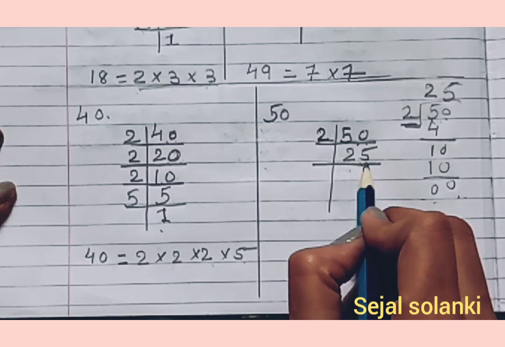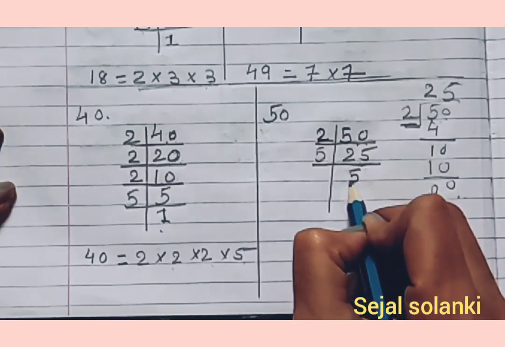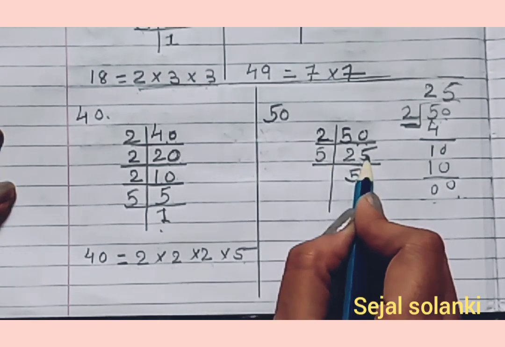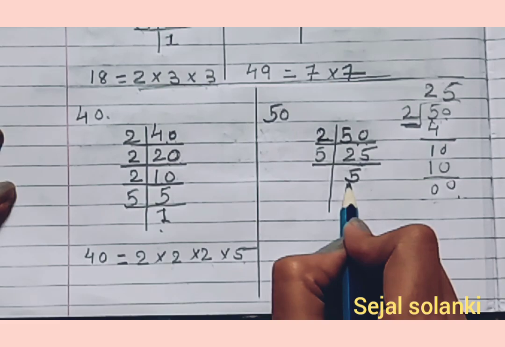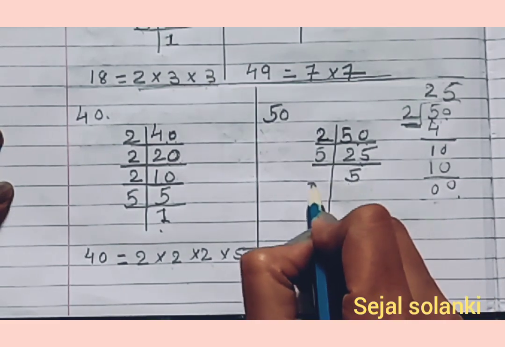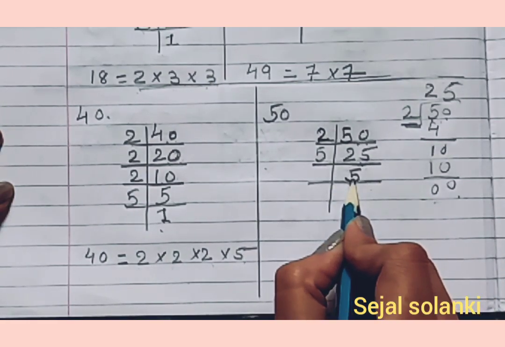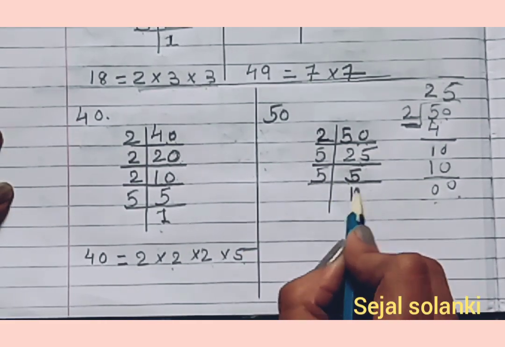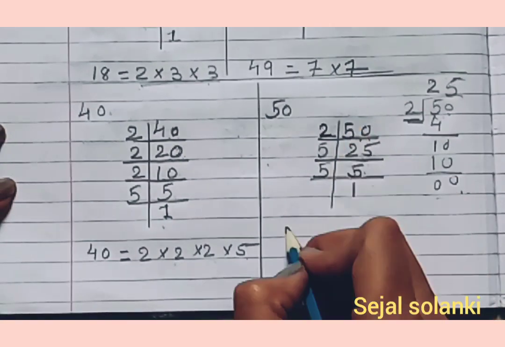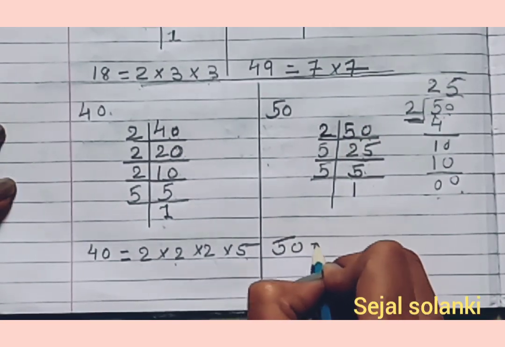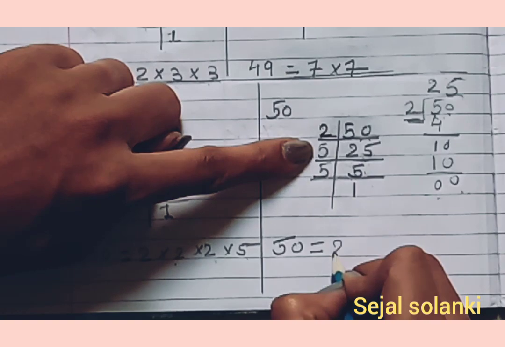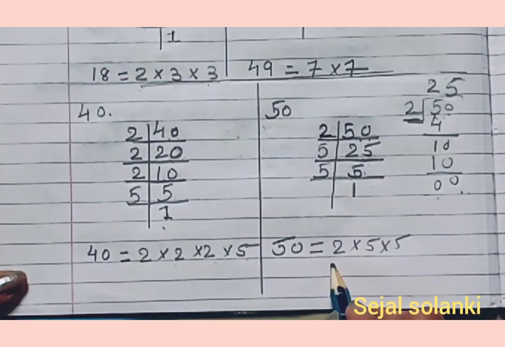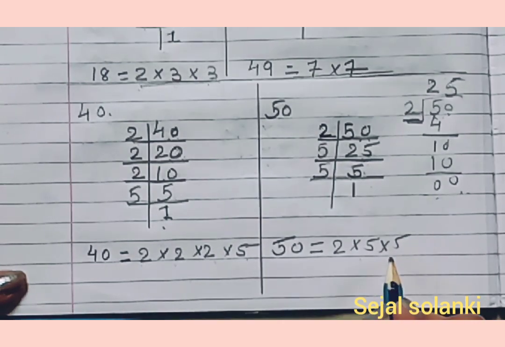Yes, 5 is there, so 25 can be divided by 5. And we know very well 5 5s are 25. 5 into 5 is 25. Now we reach at the prime number. So 5 has how many factors? Only 2: 1 and 5 itself. So we will write here 5 ones are 5. So write the factors of 50 is equal to 2 multiply by 5 multiply by 5. 2 into 5 into 5. So let's see.